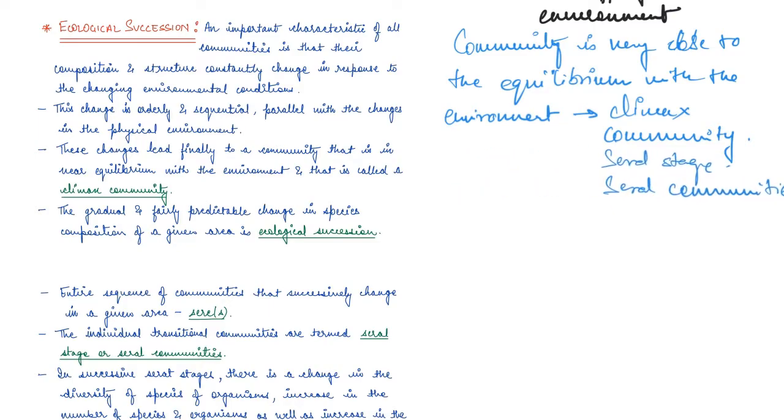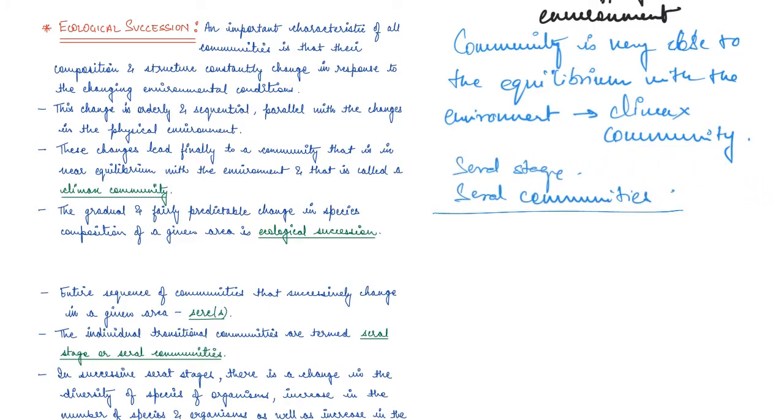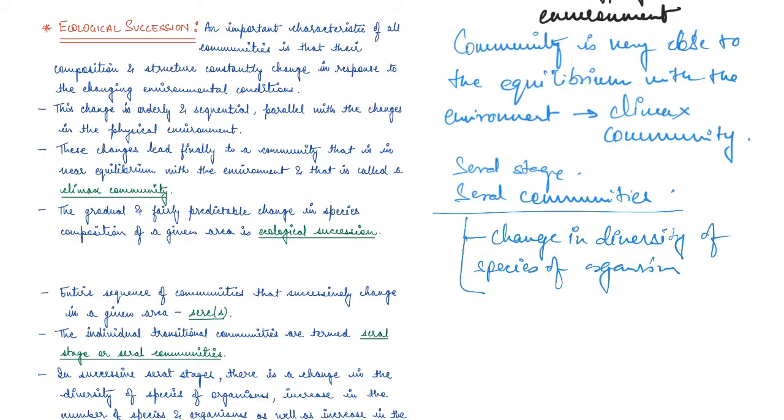So in a seral community, there is a change in the diversity of the species of organisms which are present there. Then there is an increase in the number of species as well. And after that, there is an increase in total biomass because any which way the number of species are increasing.